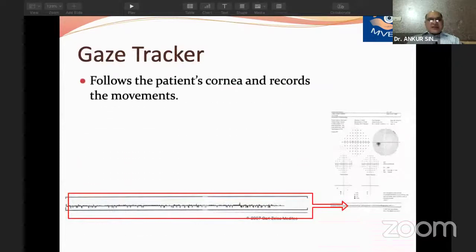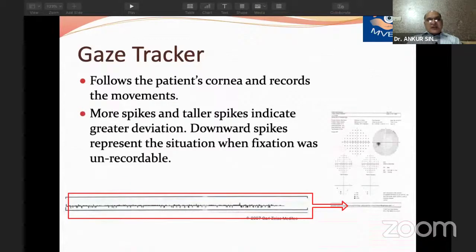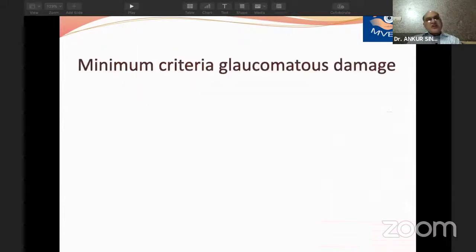Now, gaze tracker. Gaze tracker follows the patient's cornea and records the movements of the eye. So higher and taller spikes denote greater deviation, and the downward spike represents the situation when the fixation was unrecordable.